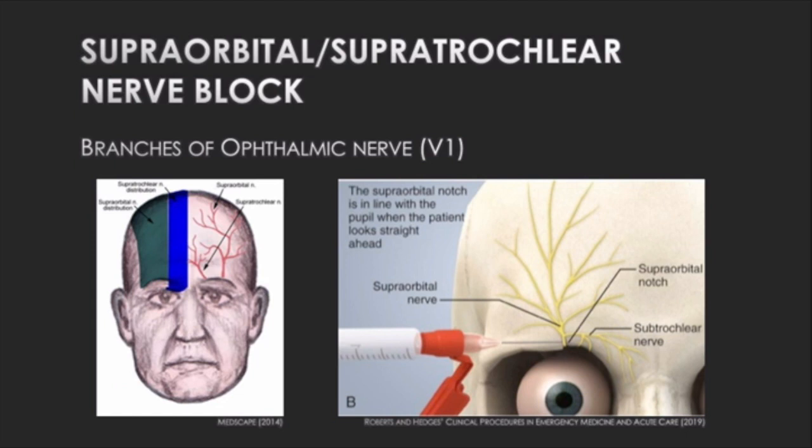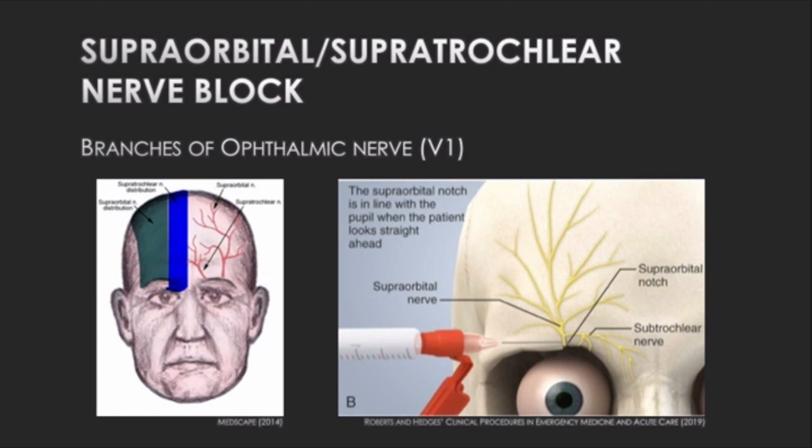These are the branches of the ophthalmic, the V1 distribution of your trigeminal nerve. As you can see in the green, the supraorbital nerve provides sensory innervation to the mid to lateral aspect of your forehead, going from your brow to your scalp. And the supratrochlear nerve innervates more medially, from the glabella up to the scalp.